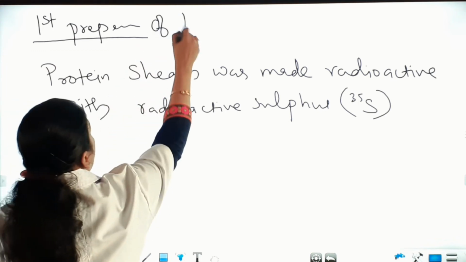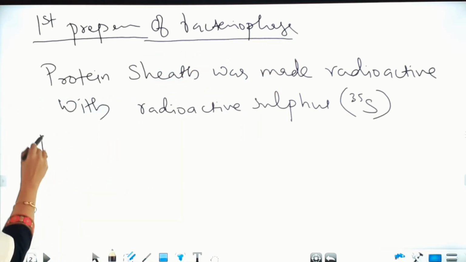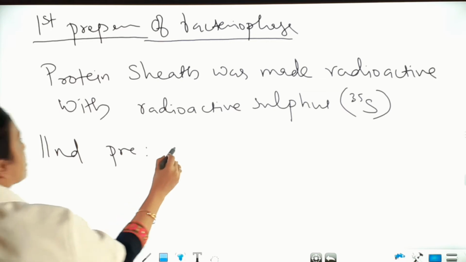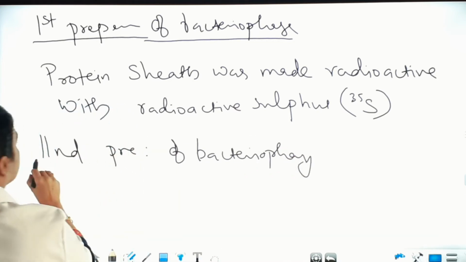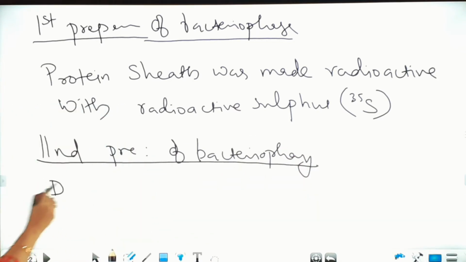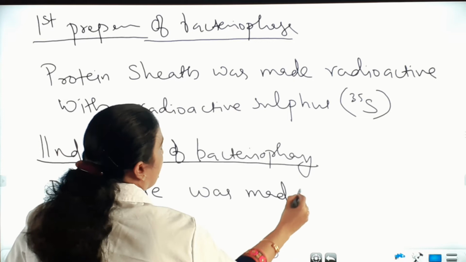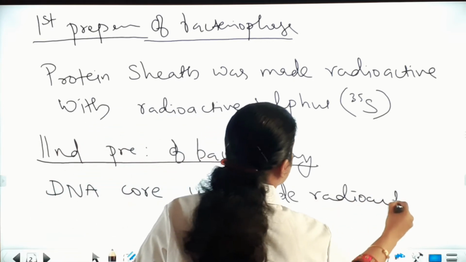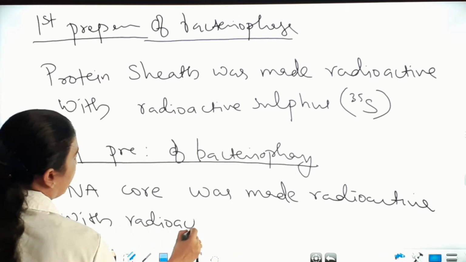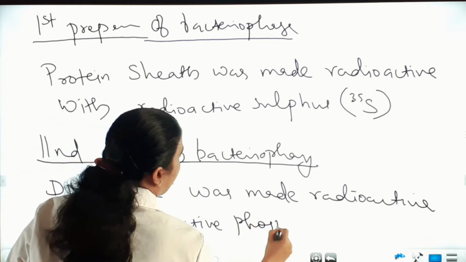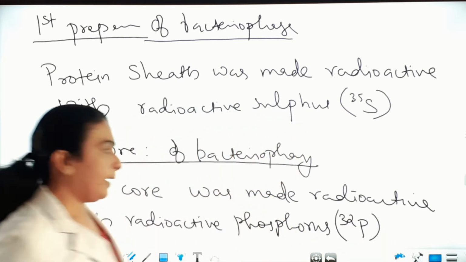First preparation of bacteriophage, or that virus T2 phage. And in the second preparation of this bacteriophage or T2 phage, the DNA core was made radioactive with radioactive phosphorus. These are the two preparations made by these scientists in their experiment.